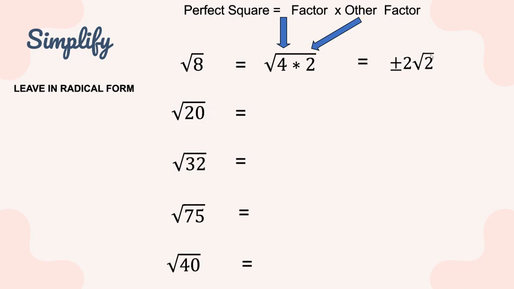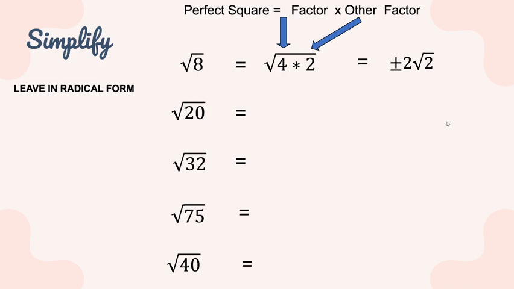You want the smallest number you possibly can get here inside the radical. So I took the square root of 4, that got me plus and minus 2. I left the 2 because I don't want decimals. I don't want to deal with that. I just want to leave as simplified as possible underneath the square root sign.